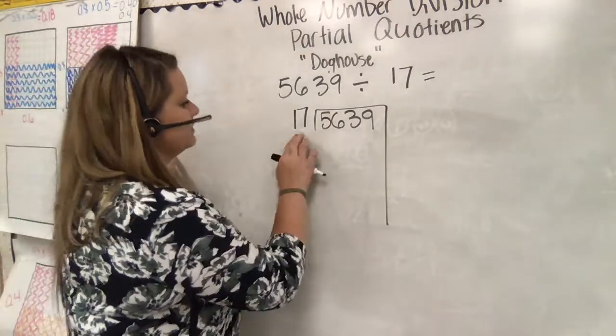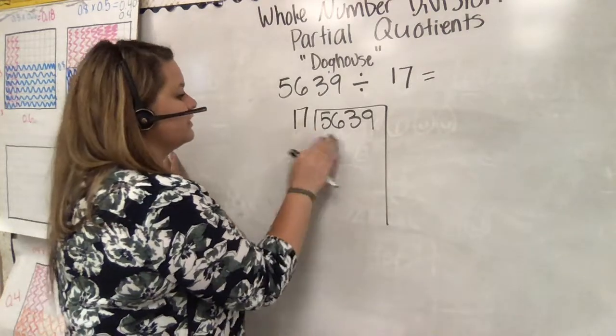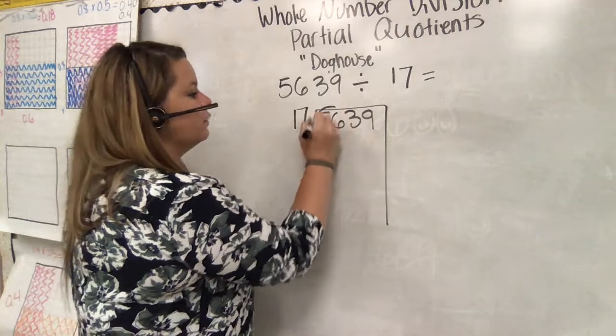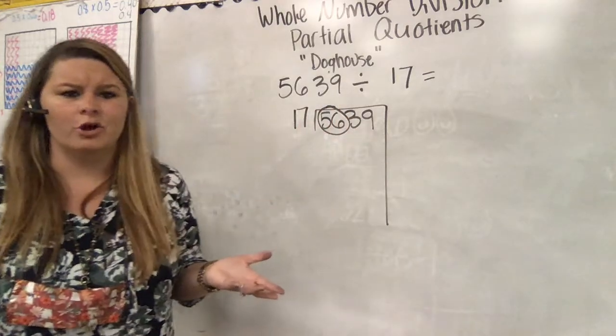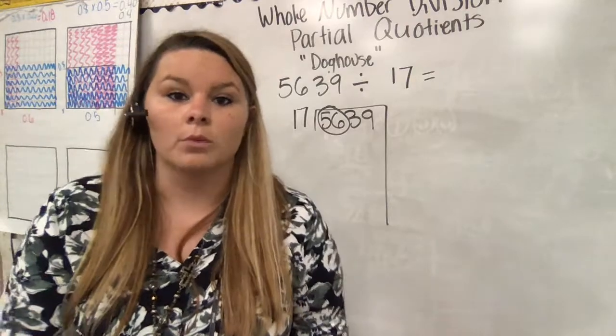by saying, will 17 go into 5? Of course not. 17 is larger than 5. But will 17 go into 56? It will. But we don't know our 17 facts off the top of our head. So then we have to list out our multiples.